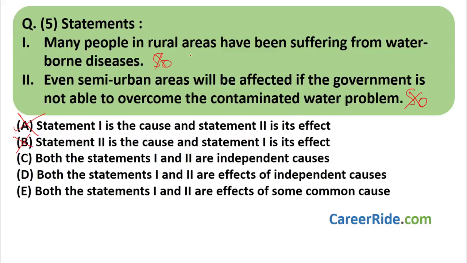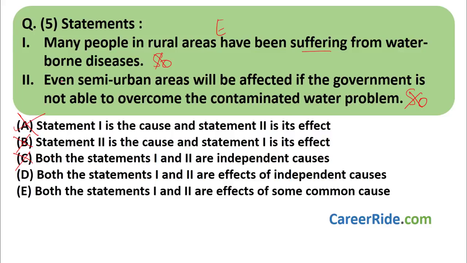Many people in rural areas have been suffering from waterborne diseases. People are suffering from the waterborne diseases. This is an effect. There is some waterborne disease which is the cause and because of which people are suffering. So this is an effect. So C cannot be an option.